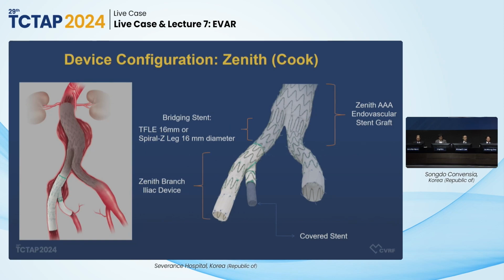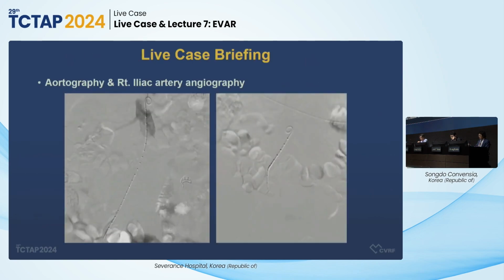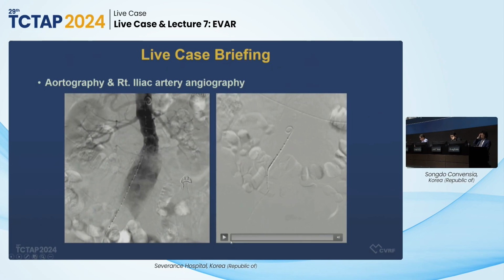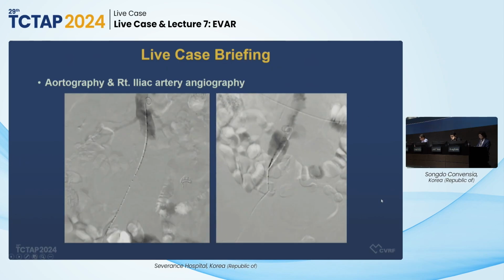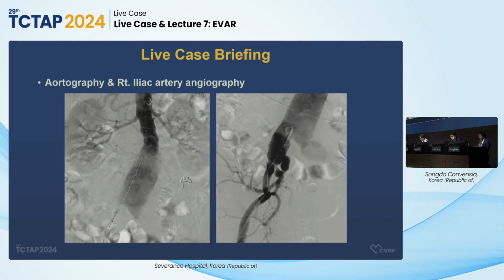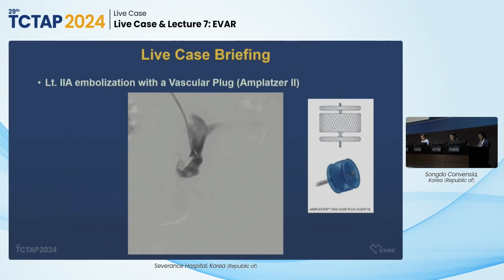So this is how the whole device configuration looks like. We will use the IBD on the right side, and we'll use Zenith, the EVAR device from Cook. Unfortunately, we do not have the newest version of Zenith, but the old version, Zenith Flex. So next slide. This was the baseline aortography taken yesterday, and this is the right side back.